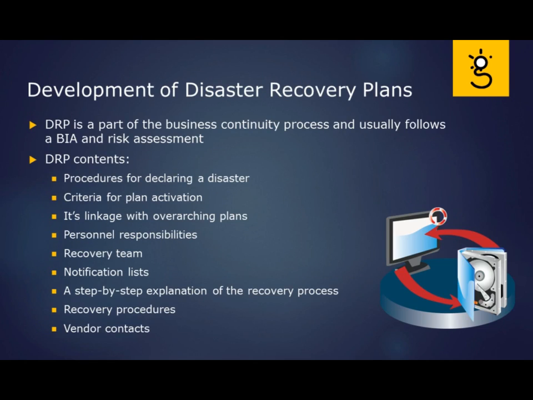The DRP is a part of your business continuity process, as I said, and it's usually something we do after a business impact analysis and risk assessment have been done. The things you should look for in the DRP are the procedures for declaring a disaster, the criteria for plan activation, how it's linked with the overarching plans, what people have what responsibilities, who your recovery teams are, your notification list of who to call, a step-by-step explanation of the recovery process, procedures for recovery, and the vendors you can contact if you need replacement parts, hardware, those types of things.